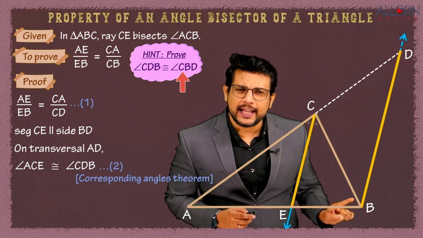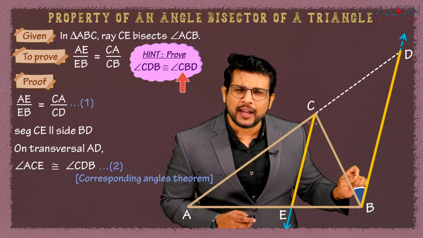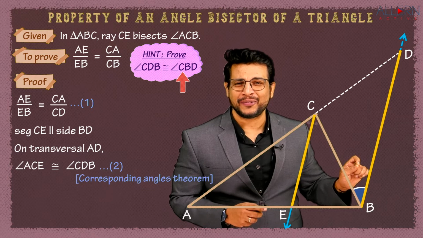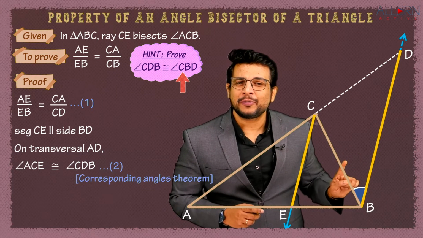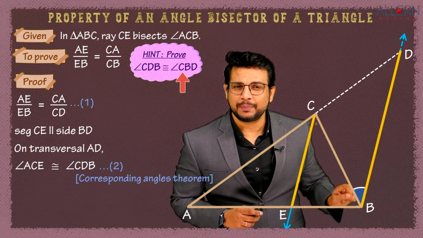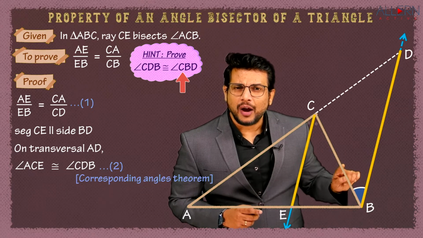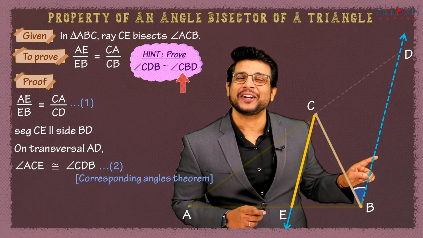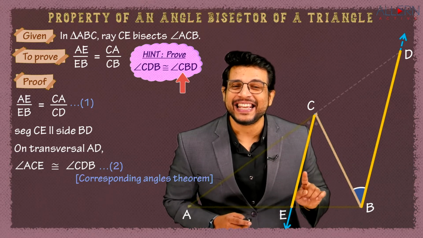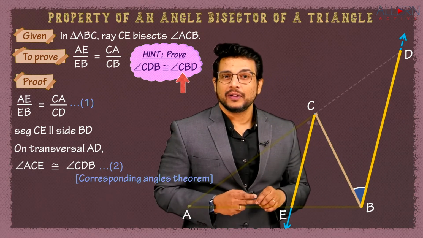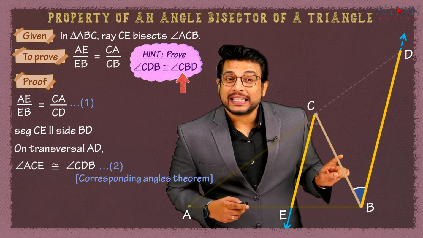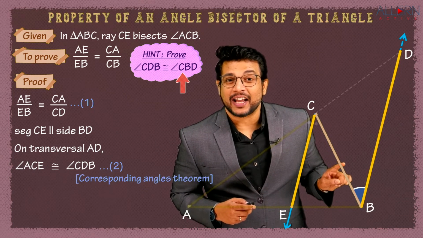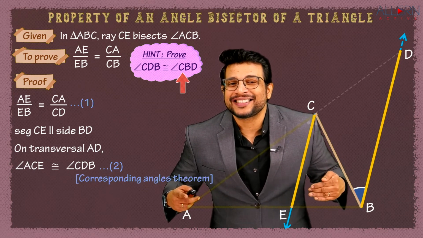Let's focus on angle CBD. Think the same way as I've taught you. This angle is made up of two rays. One is BC, the other one is BD. Out of these two, do we know some information about any one? Yes, we know it already. That is BD and CE, they are parallel. So obviously the other ray of that angle will act as a transversal.